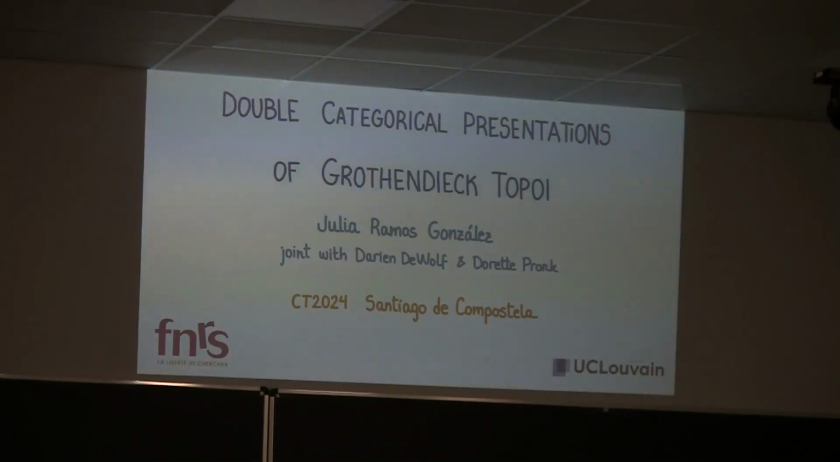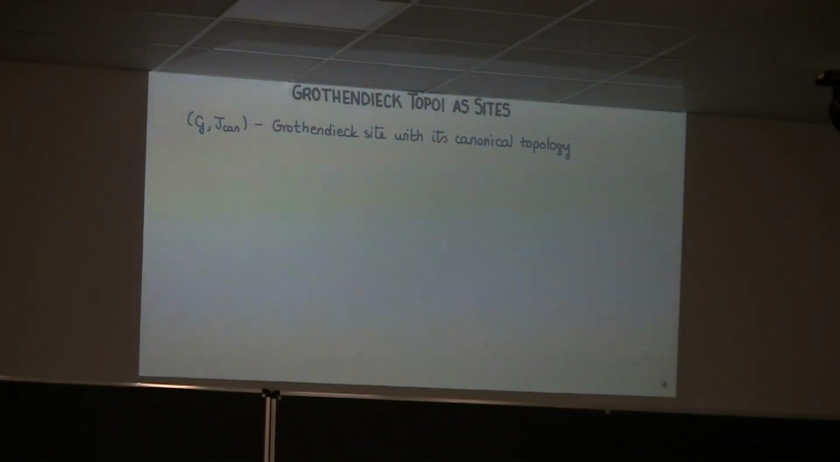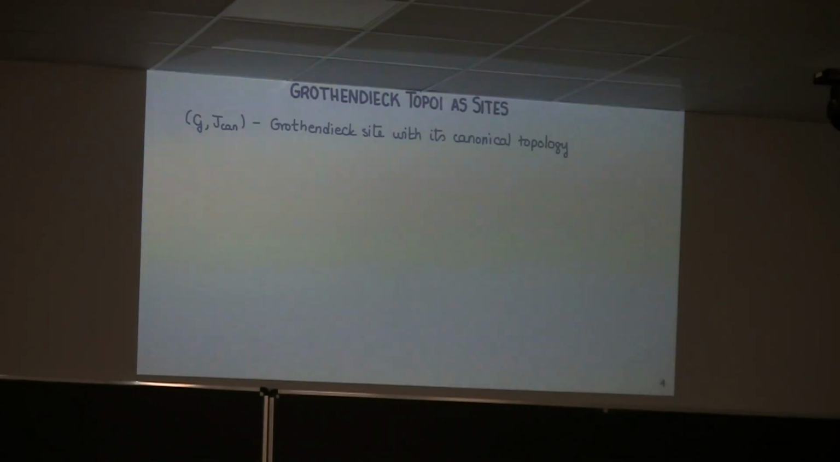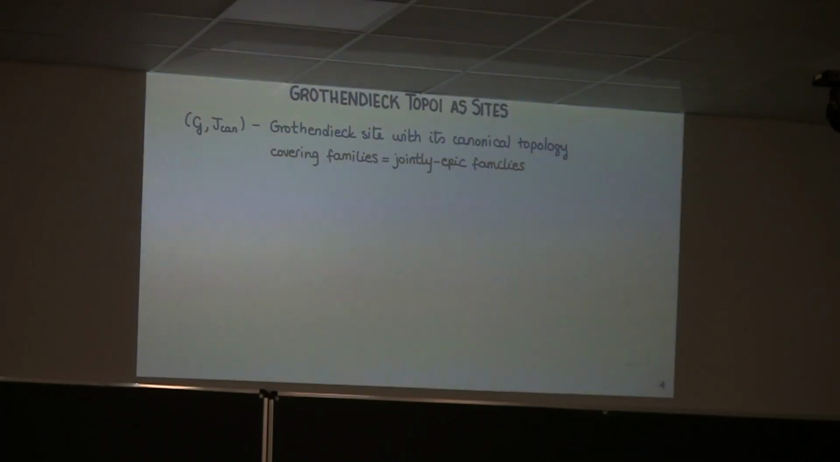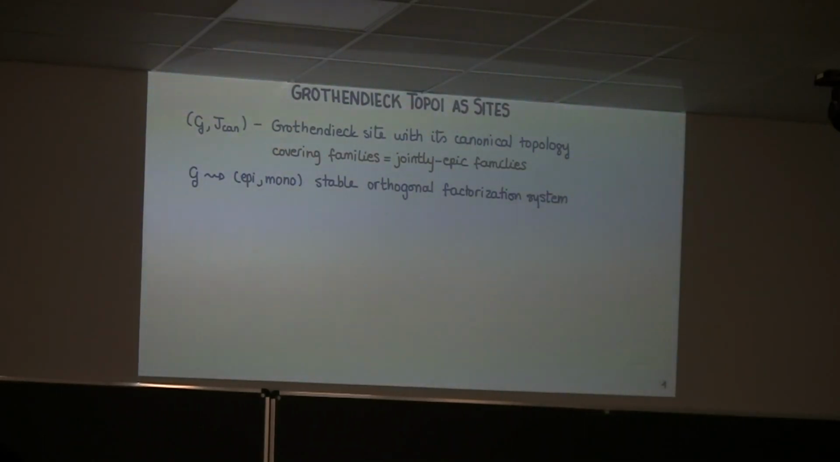So let's get started by revising some very well-known facts about Grothendieck topoi. I have a Grothendieck topos G. I can consider it as a large site and put the canonical topology on it, which is nothing but the topology where covering families are the jointly epimorphic families. And we also know that Grothendieck topoi have a stable orthogonal factorization system given by epi-mono.